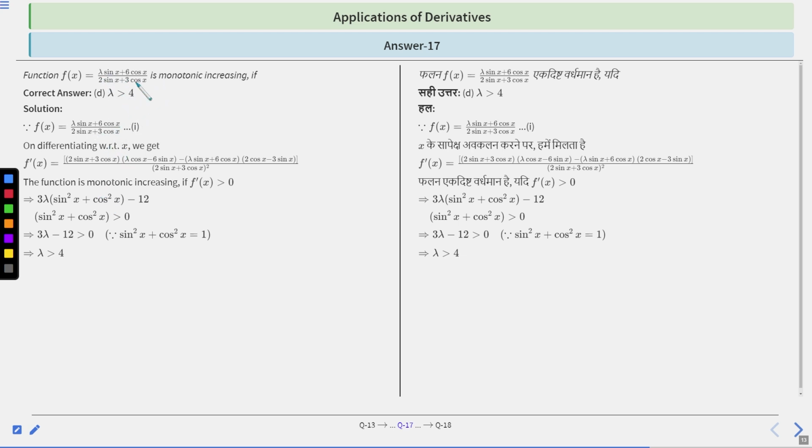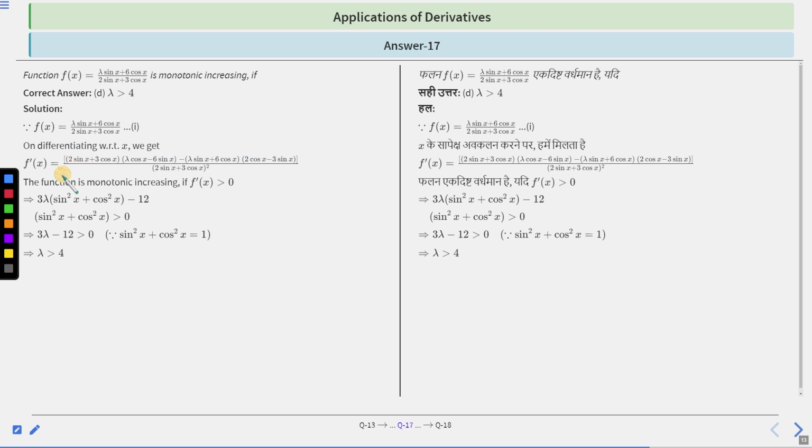first we will keep the denominator and take the derivative of the numerator. So 2 sin x + 3 cos x, times the derivative of the numerator, lambda cos x - 6 sin x, minus keep the numerator, that is lambda sin x + 6 cos x, and take the derivative of the denominator, that is 2 cos x - 3 sin x, upon denominator square, that is (2 sin x + 3 cos x) square. The function is monotonic increasing if f'(x) is greater than 0. Clear?